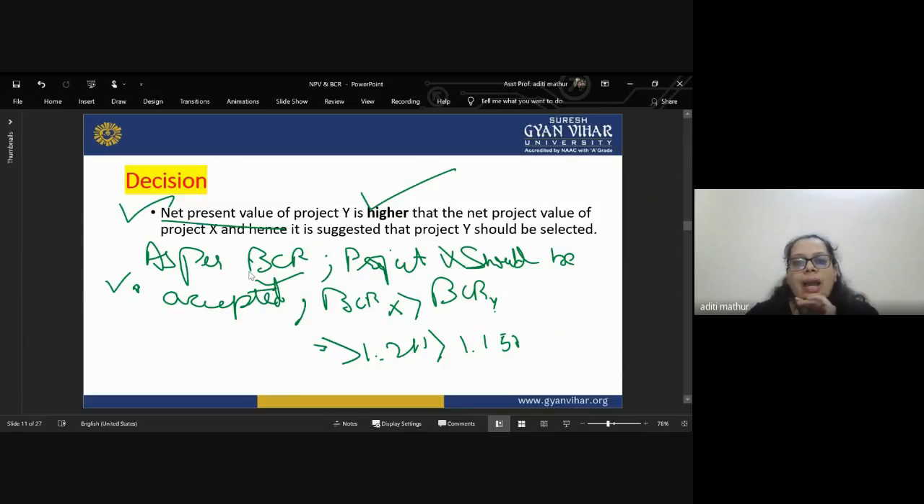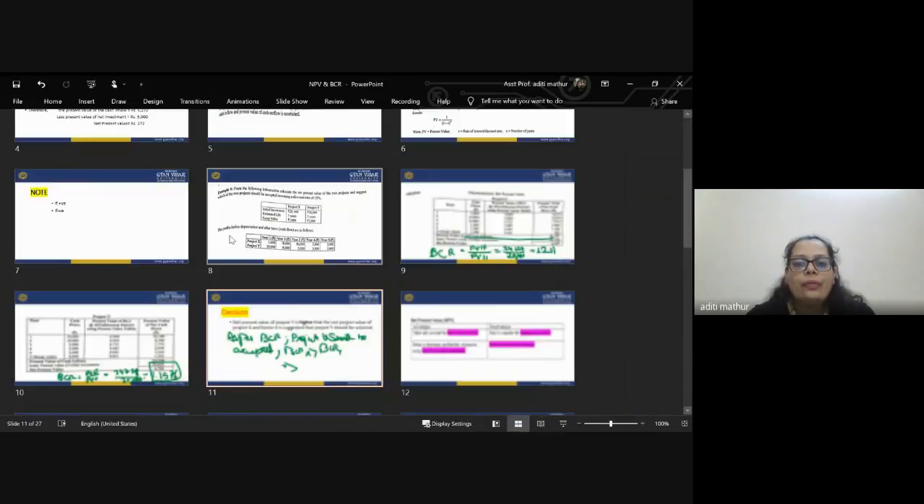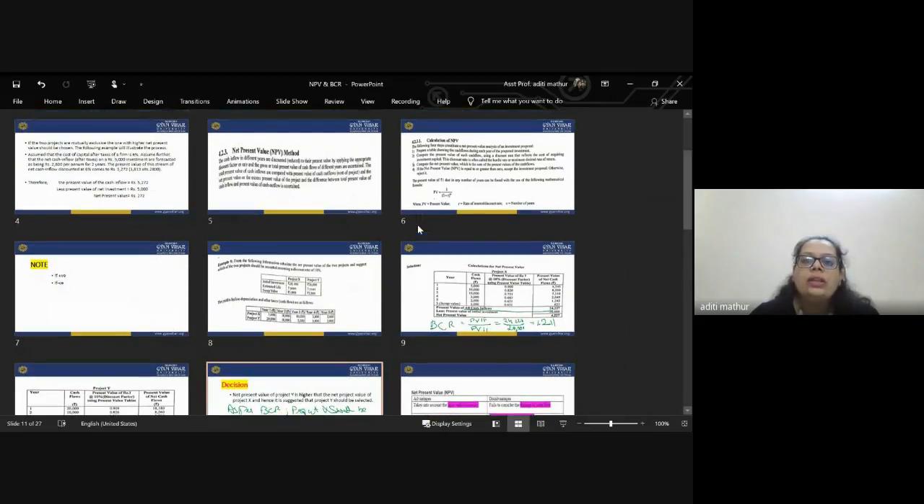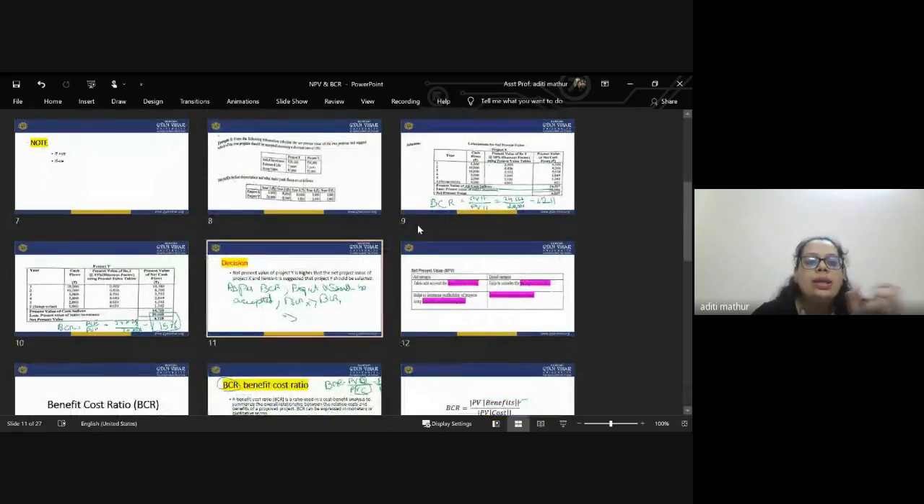So I do hope that now you know how to calculate both the methods in your capital budgeting, that is your NPV and BCR. Let's have a quick recap of all what we have learned today. We have understood the calculations of NPV. The formula for NPV is total present value of cash inflows minus net investments or total cash outflow, right? We did a question, we did the steps in which we did the calculation for project X and Y.